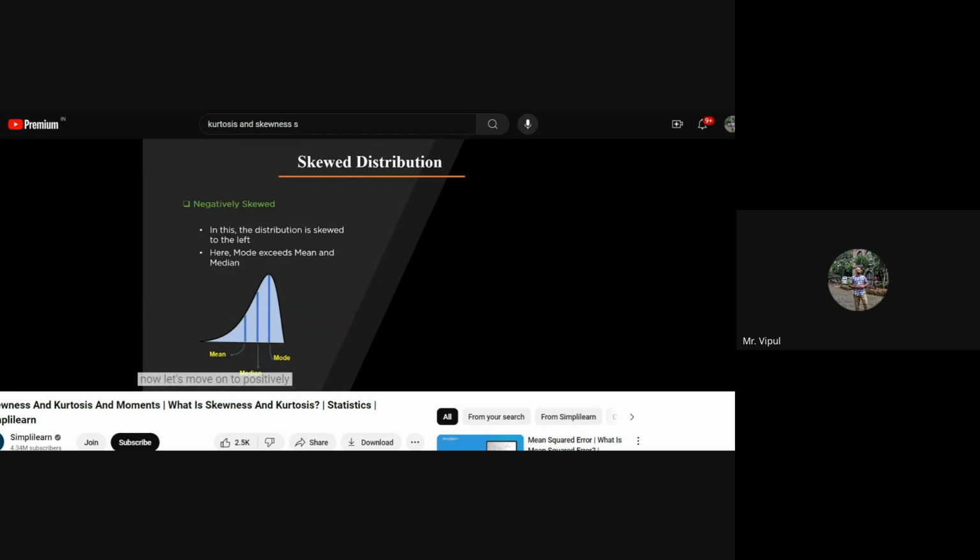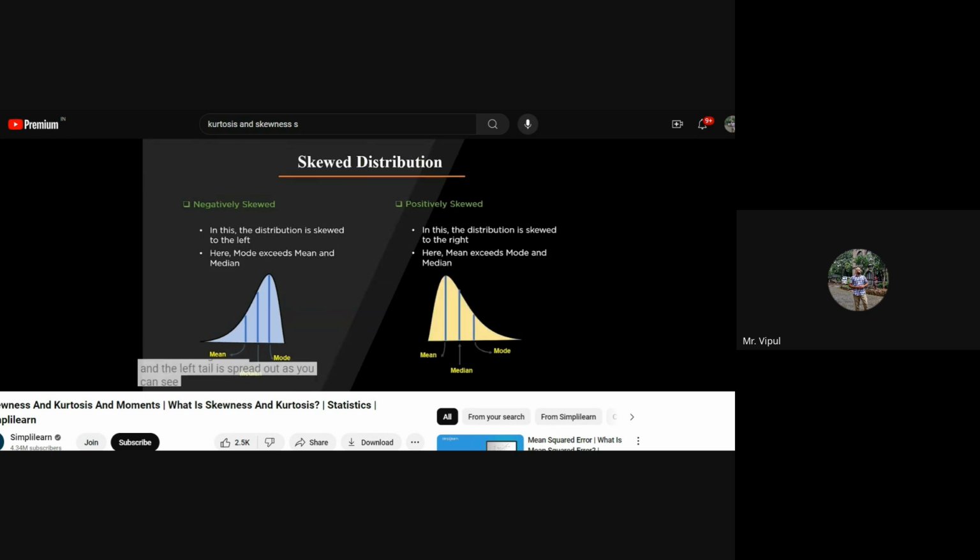Now let's move on to positively skewed distribution. In a distribution that is positively skewed, the values are more concentrated towards the right side, and the left tail is spread out, as you can see in the graph. Hence, the statistical results are bent towards the left-hand side. Therefore, the mean, median, and mode are always positive. In this distribution, mean is greater than median and median is greater than mode.